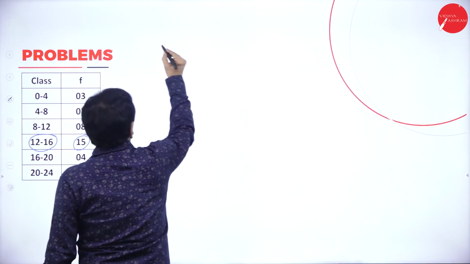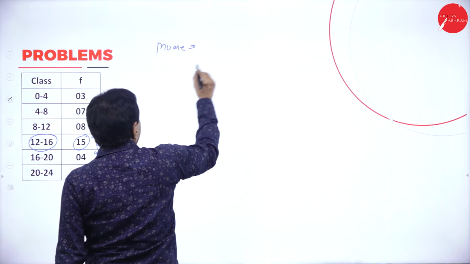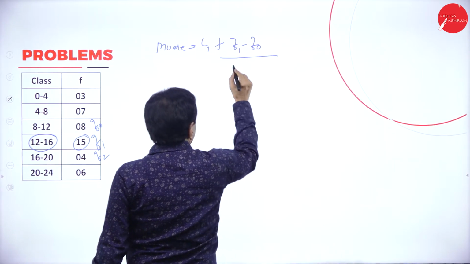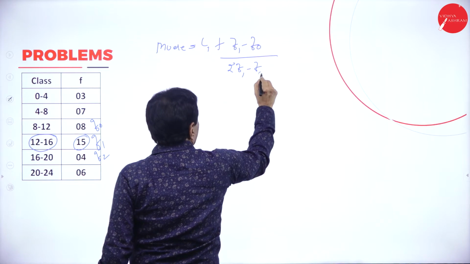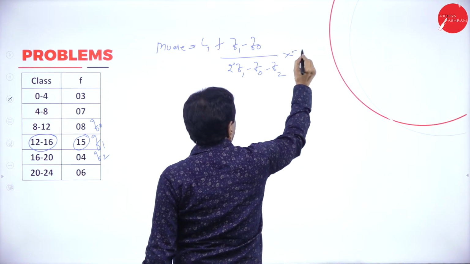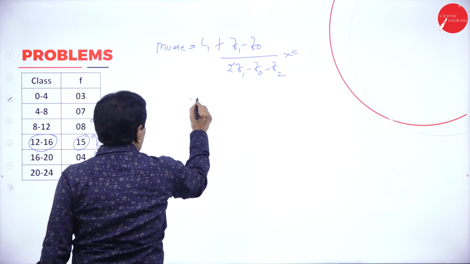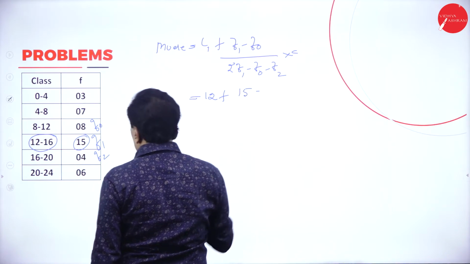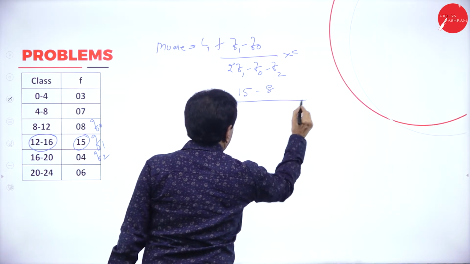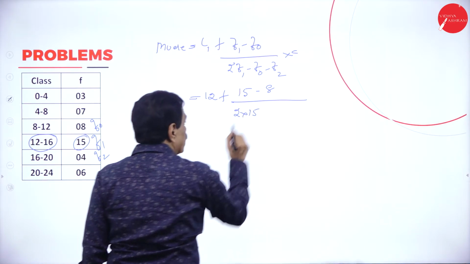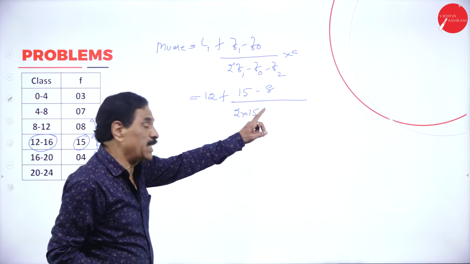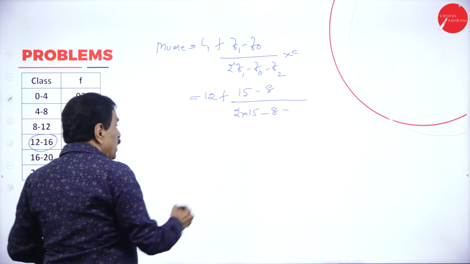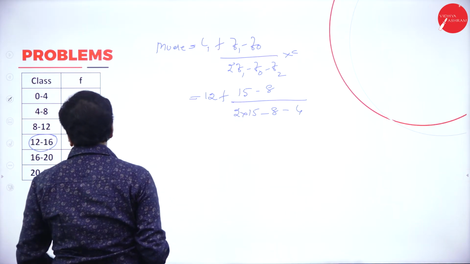Apply the formula. Mode is equal to L1 plus F1 minus F0 divided by 2F1 minus F0 minus F2, into C. What's your L1? 12. What's your F1? 15. The number behind is 8. So 12 plus 15 minus 8 divided by 2 into 15. F0 is 8, F2 is 4, and the class interval 12 to 16 is 4.